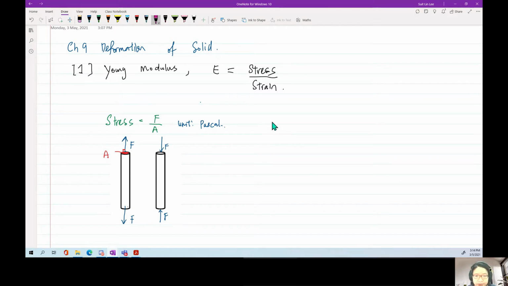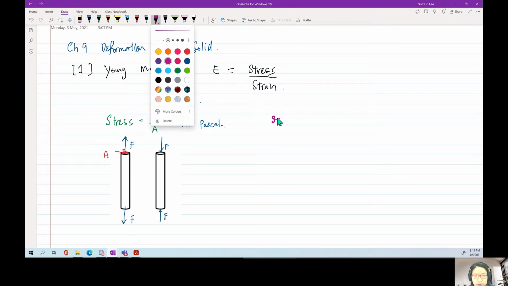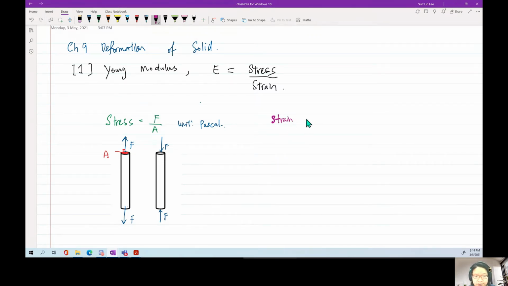And strain is defined as extension per unit original length. So extension over original length. Depending on what book or what you are comfortable with, I tend to put L over L naught. You can put X over L naught, whichever.